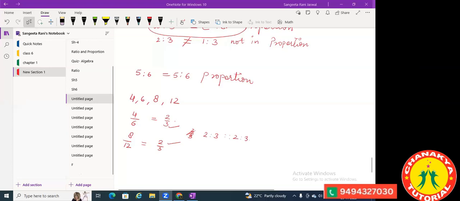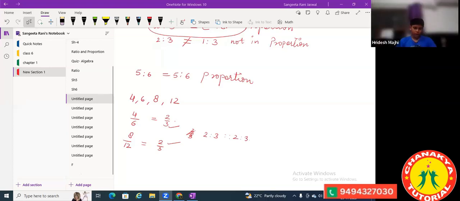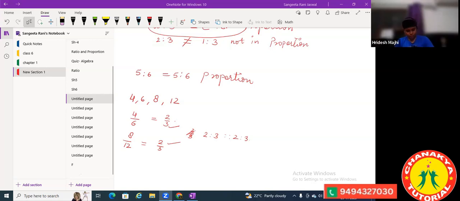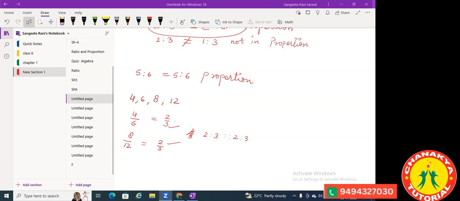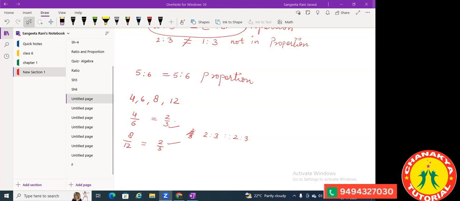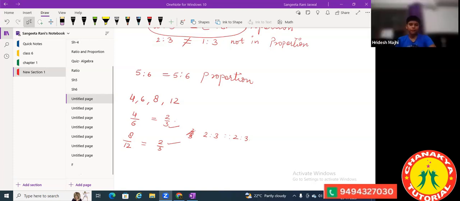Hridesh, you got the answer? No, teacher, I got it, but it's not showing as equal. You got 2/3? So that means 2:3 is one ratio. Teacher, 1 minute. If we divide 8 with... oh, sorry, I divided with 16.